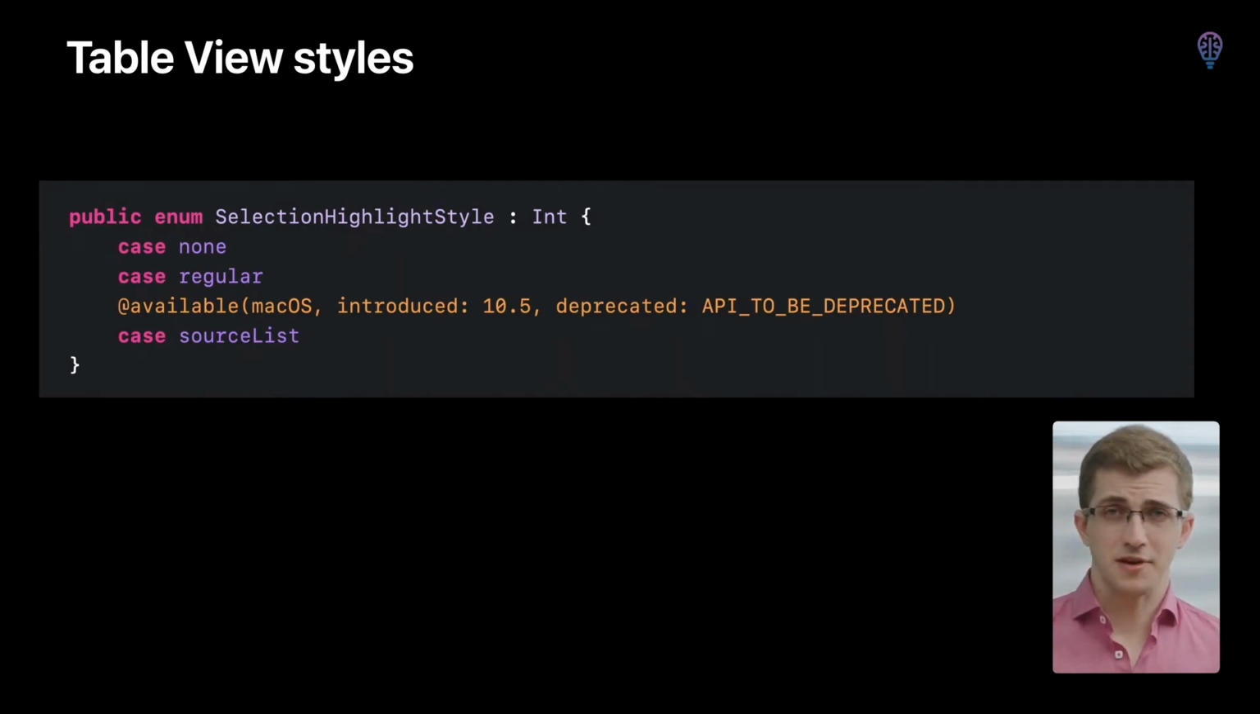The new style property completely replaces the old source list selection highlight style. So when you're setting up a source list, you should prefer the new style property, and so we've soft deprecated the old highlight style.